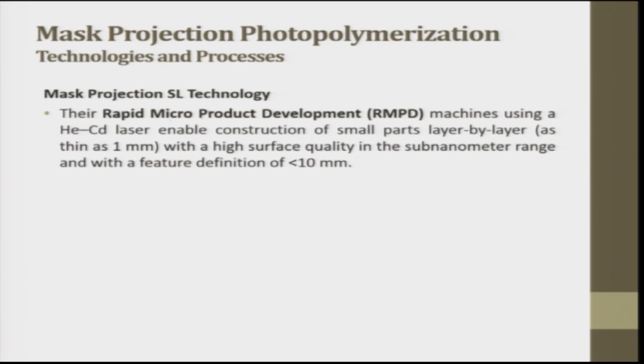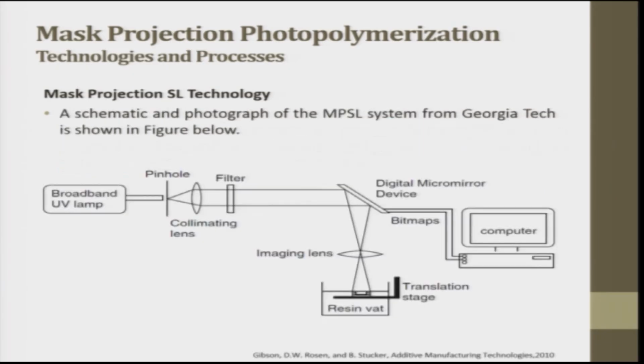Their rapid micro product development machine, using a helium cadmium laser, enabled construction of small parts layer by layer with high quality in the sub-micrometer range and with feature dimensions less than 10 micrometers. Look at it, the feature size is in the micrometer range. This is the mask we have seen already. We have a broadband UV lamp, which is passed through a pinhole, then a collimating lens, then a filter. This filter hits a DMD, digital micromirror device.